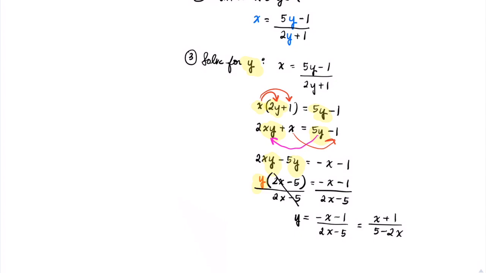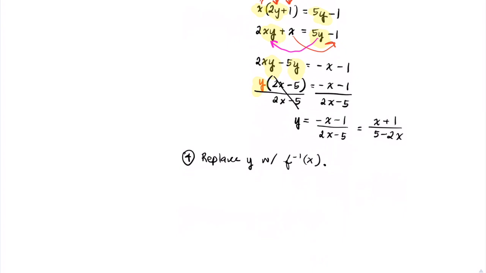So the last step, because you want to box it, I know you do, don't box it, because the last step would be to write it in inverse notation. So we need to replace y with f inverse of x, because we never had y, we just used y to help us find the inverse, but we never had y originally. So f inverse of x is equal to negative x minus 1 over 2x minus 5.